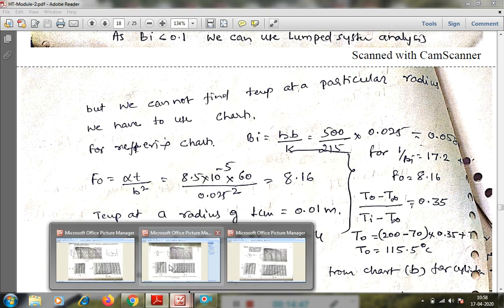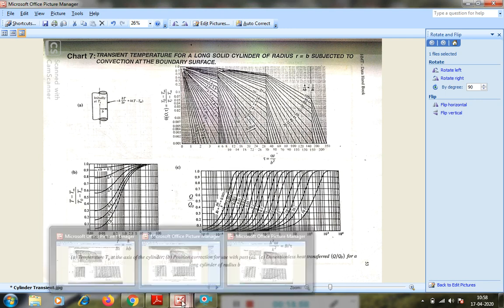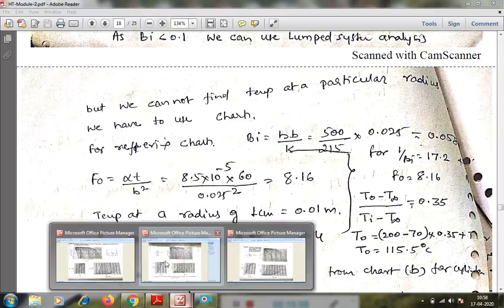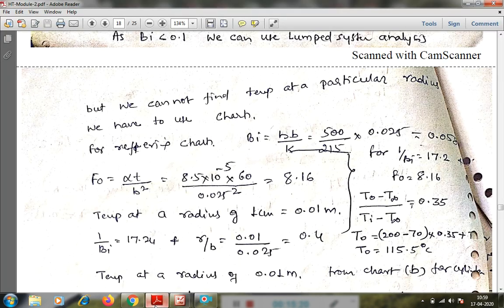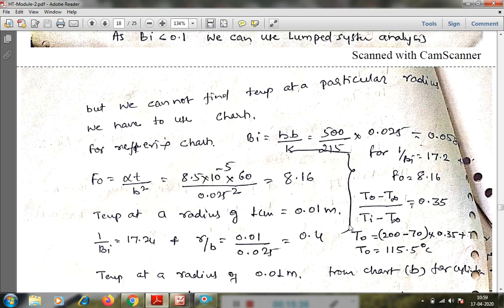Then by using the first chart for the long cylinder, along the x-axis it is alpha t by b square, and along the curves 1 by Biot number we have to use. 1 by Biot number is 17.2, between 16 and 18, and Fourier number 8.16. If you move in the upward direction, we get approximately 0.22 to 0.4; here we got exactly 0.35.